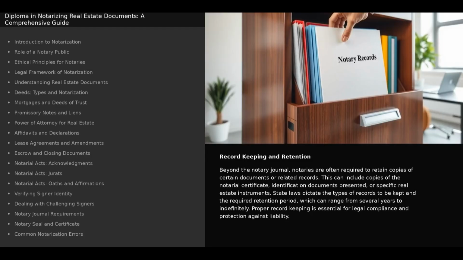Record keeping and retention. Beyond the notary journal, notaries are often required to retain copies of certain documents or related records. This can include copies of the notarial certificate, identification documents presented, or specific real estate instruments. State laws dictate the types of records to be kept and the required retention period, which can range from several years to indefinitely. Proper record keeping is essential for legal compliance and protection against liability.